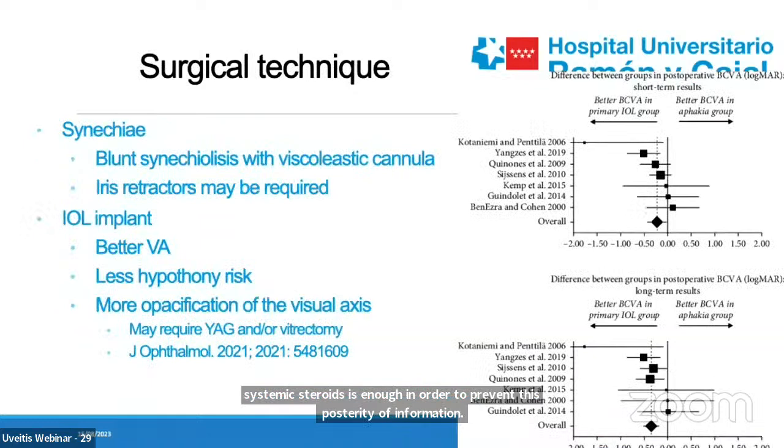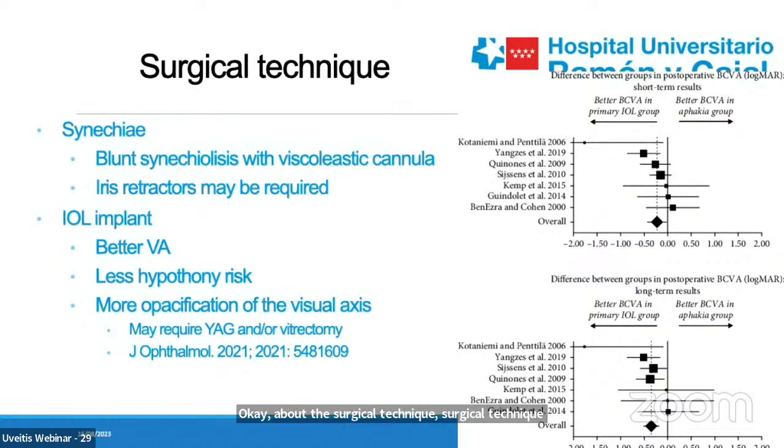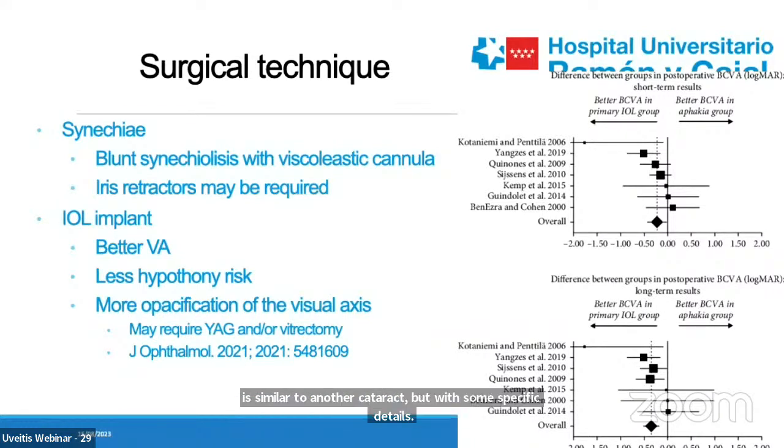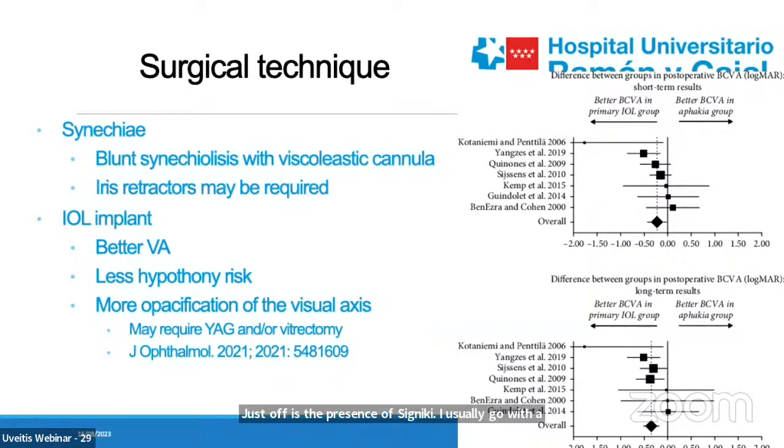About the surgical technique. Surgical technique is similar to another cataract, but with some specific differences. First off is the presence of synechiae. I usually go with a blunt synechiolysis with the viscoelastic cannula. That is usually enough to separate the iris from the anterior capsule of the crystalline.